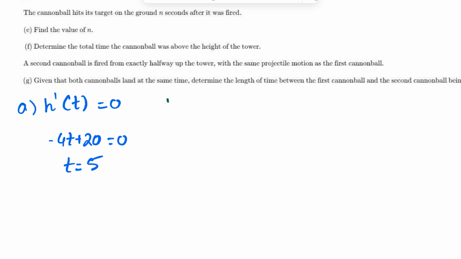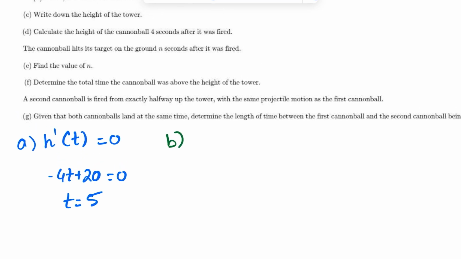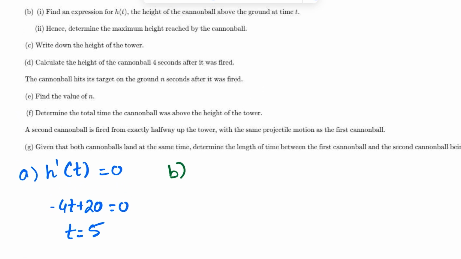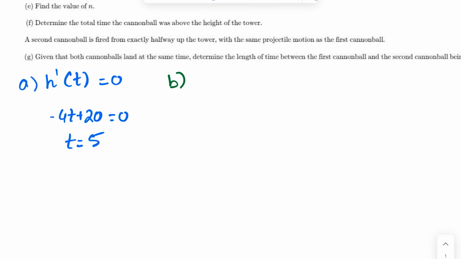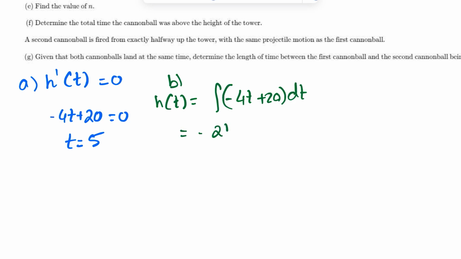Coming to part B. What is being asked in part B? Find the expression for h of t, the height of the cannonball above the ground. In order to find the height, we have to integrate. So h of t equals the integral of negative 4t plus 20 dt. So it becomes minus 2t square plus 20t plus c.